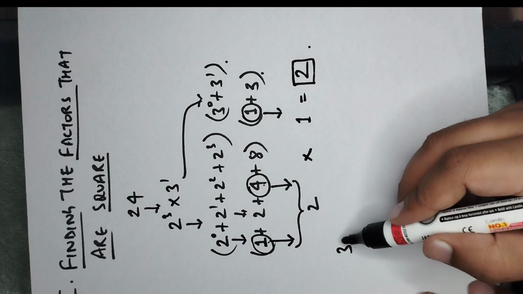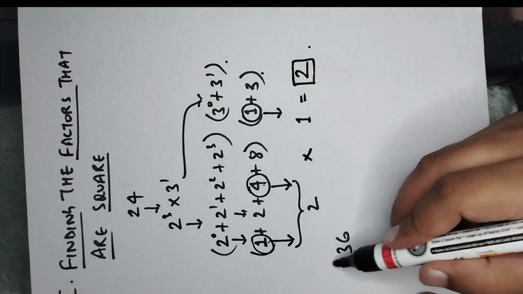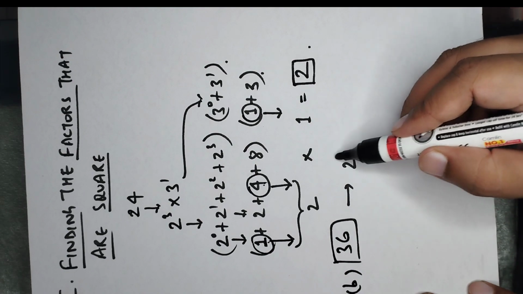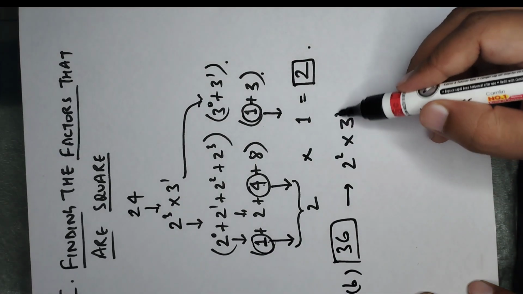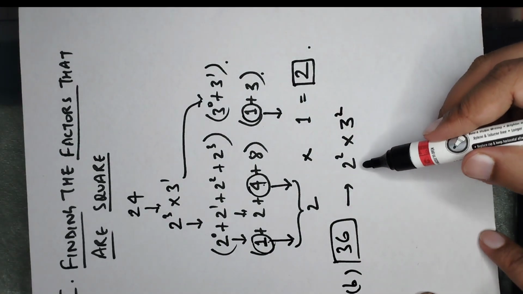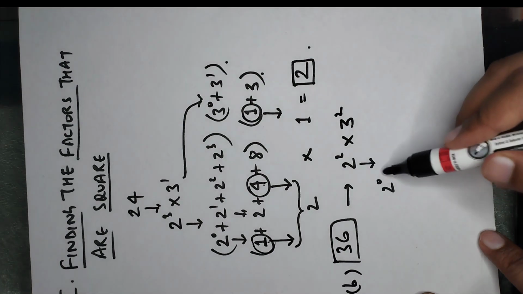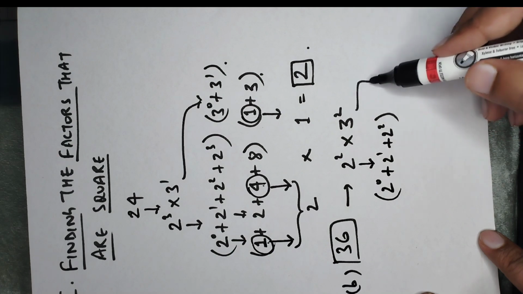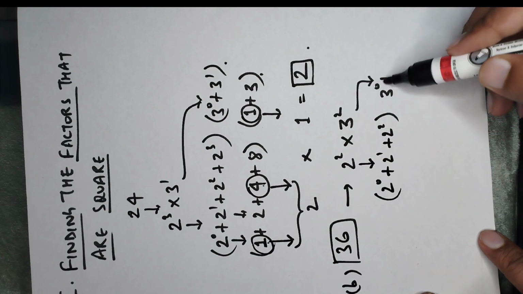Let us take one more example. If I am talking about this 36, this 36 can be written as 2 square multiplied by 3 square. Now this 2 square again can be written as, and this 3 square can be written as.